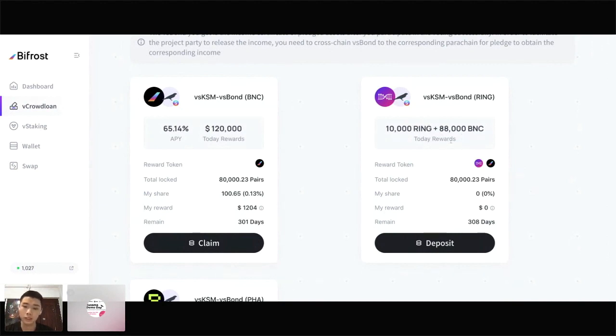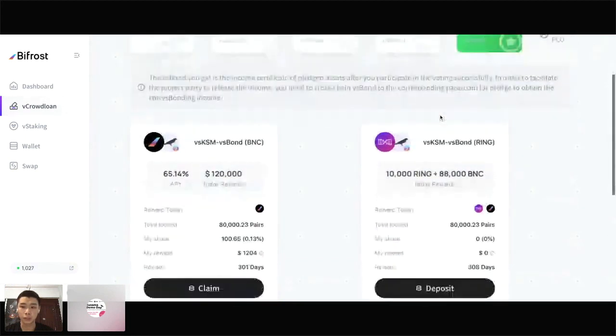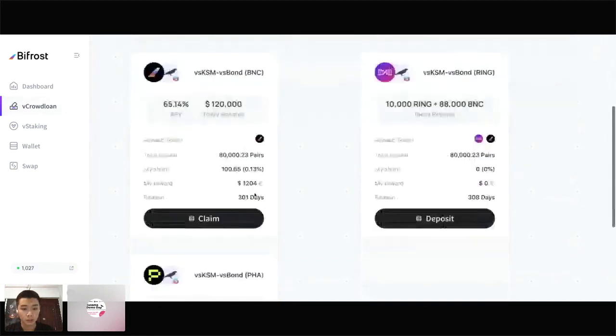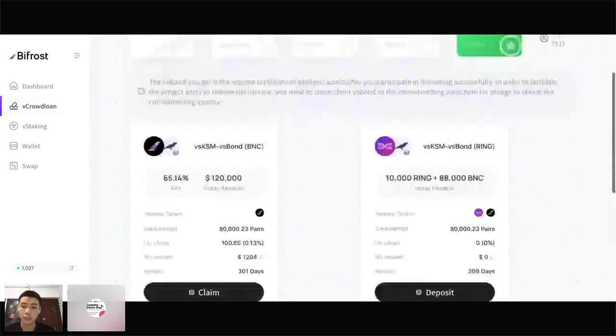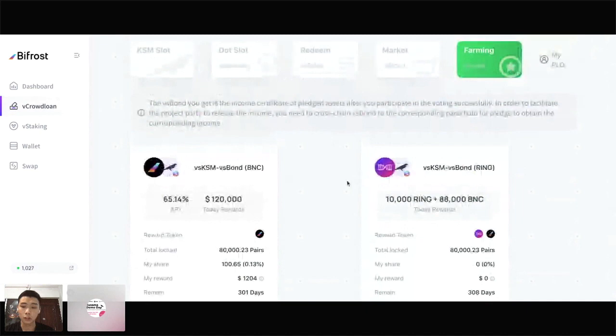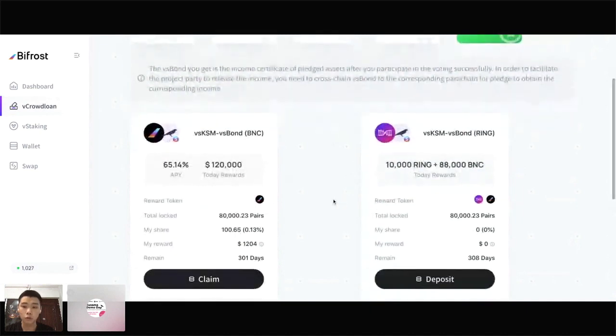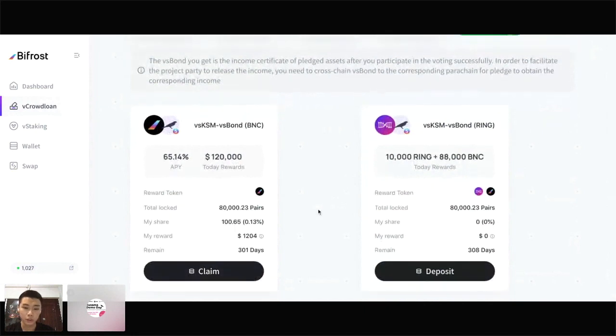So that's the derivative mining on the farmer set. And there is another card. It cannot be shown here, but that's actually early bird farming before a parachain wins the auction. That will be very interesting.